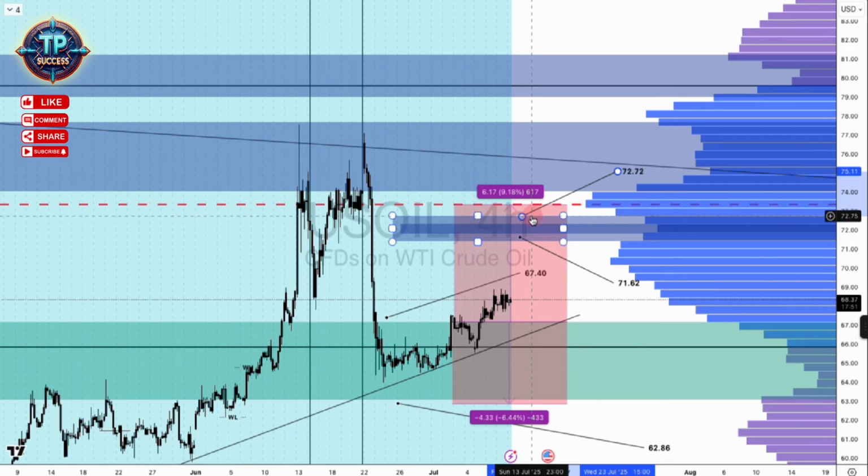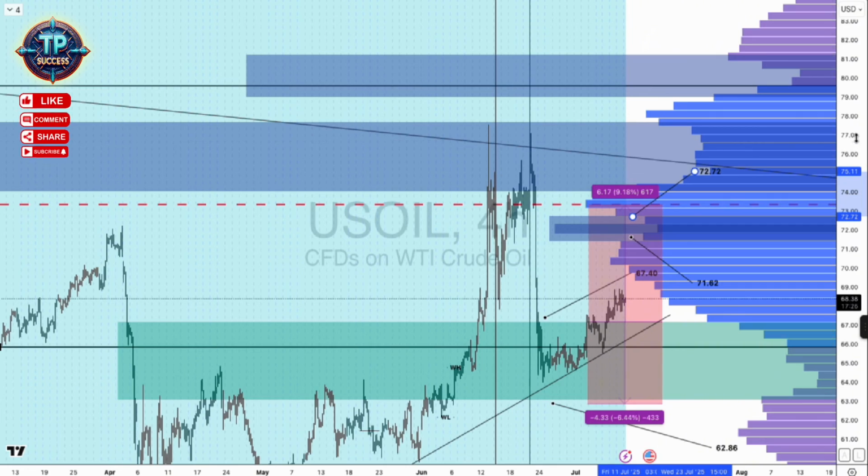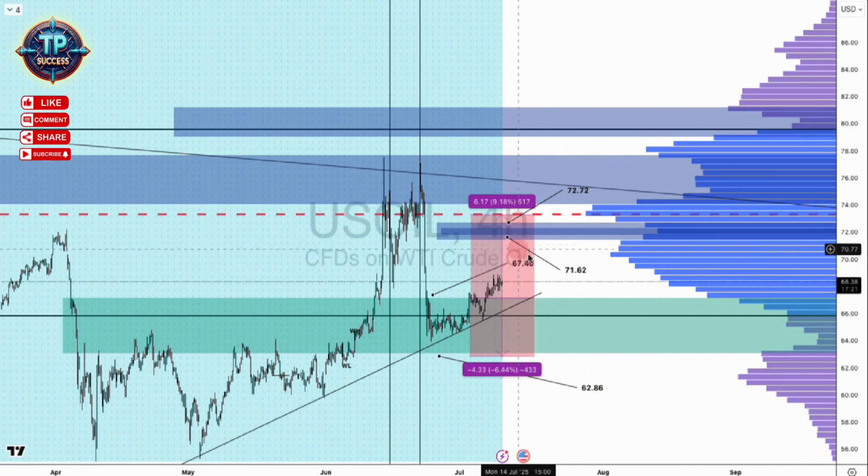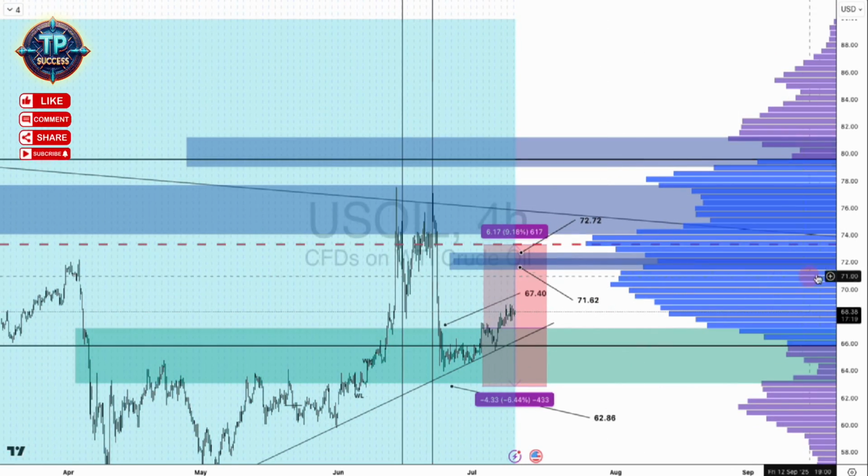And then if it does do a retest to this low value node area, which is 72.72, we want to see if it's going to blast off into this low value node area. Now, chances of it going into this low value node area is also high, and chances of it rejecting from this low value node area is also high. Both outcomes are super realistic in this particular scenario we find ourselves in right now.